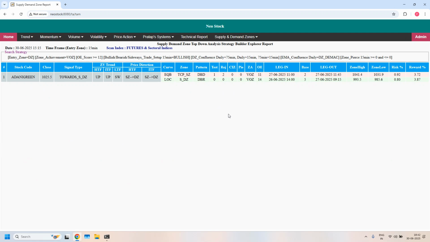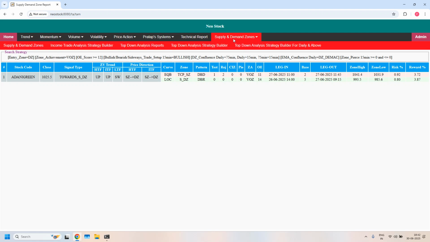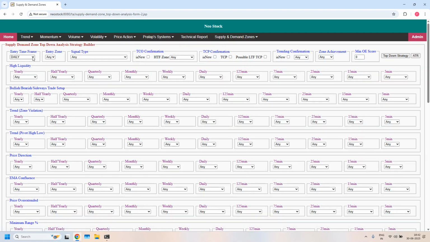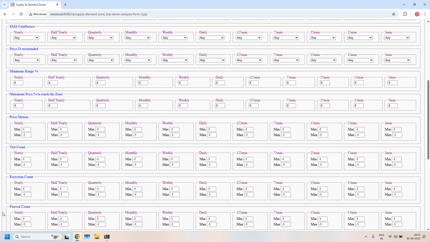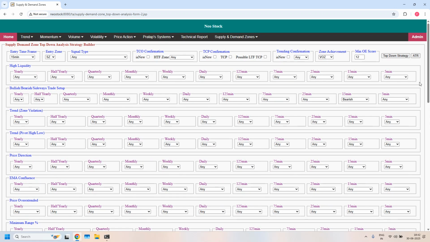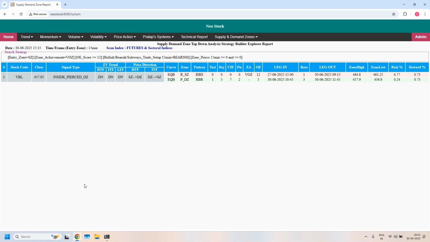Next, we will look into bearish trade setup for daily income trade. Entry time frame is 15 minutes, but the entry zone should be supply zone for bearish trade setup. And also here bullish or bearish at 15 minutes, I am selecting bearish. Zone achievement VOZ, minimum order enhancer score 12, and also the 15 minute supply zone should not be pierced. So in the pierced count parameter, at 15 minutes time frame, minimum value 0, maximum value 0. With these filters, we got 1 stock.